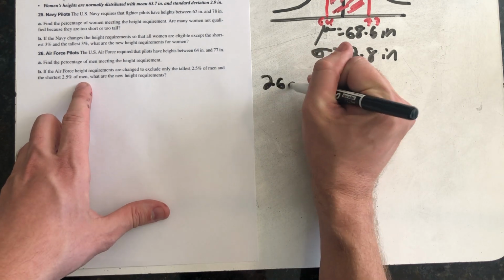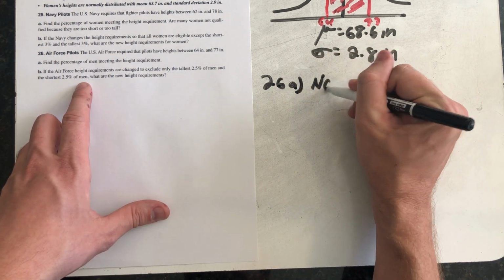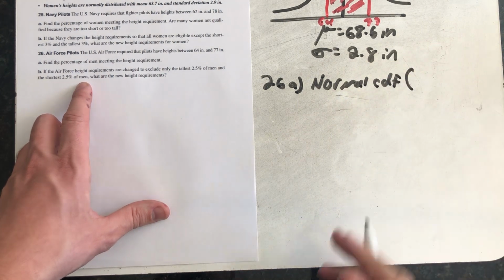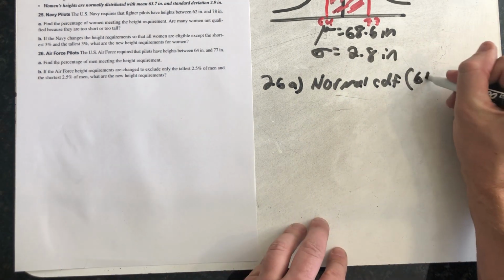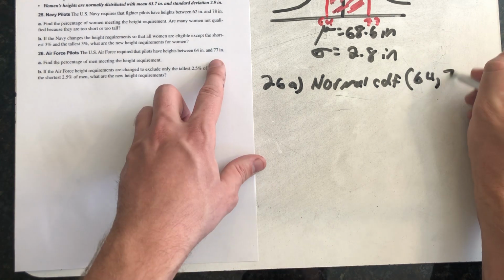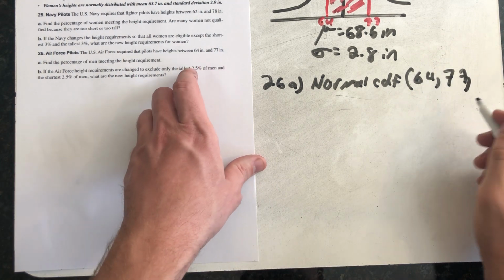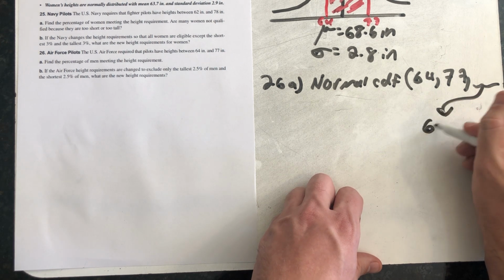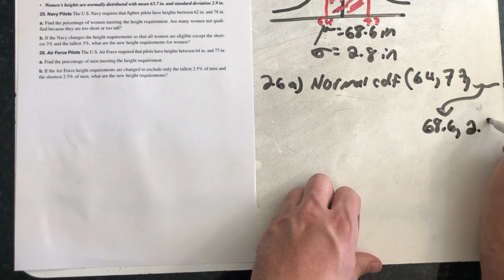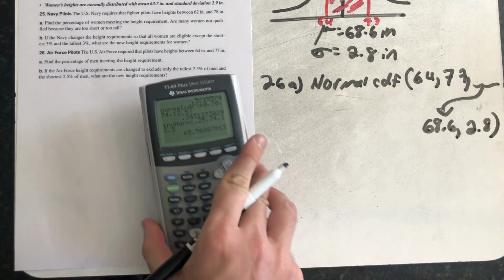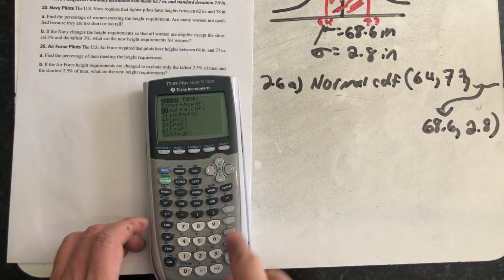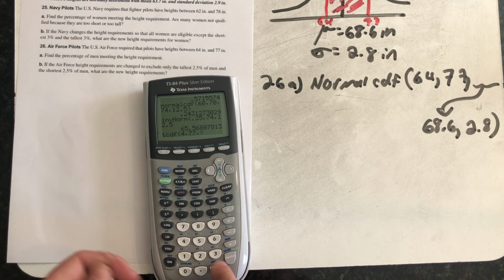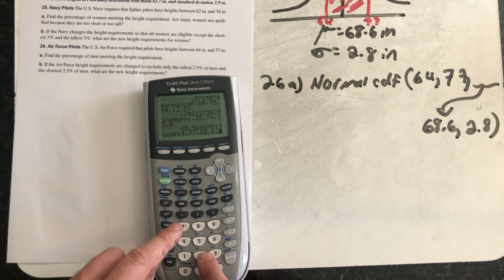So this is 26A. I'm looking for a probability, so I'll be using normal CDF. I need to type in a left-hand endpoint, a right-hand endpoint, the mean, and the standard deviation, which I haven't left myself enough room here, but I'll be typing 68.6 and 2.8. So into the distribution menu, 64, 77, 68.6, 2.8.